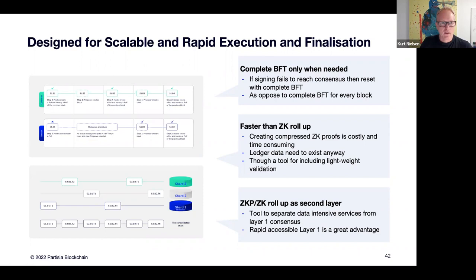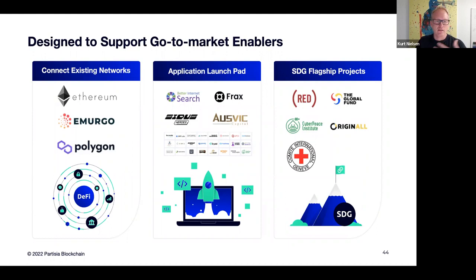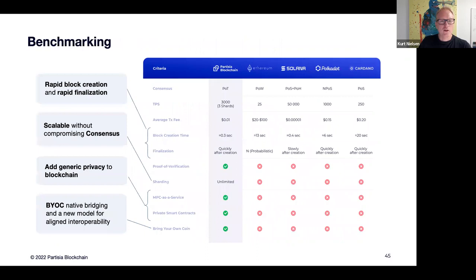The design of the collaboration, delivering privacy and bringing in external coins, is very important for the network. It's facilitating exactly the go-to-market model and the whole business model for the network. And if you look at other networks, we are competitive in terms of scalability and rapid finalization. They can scale up and keep the same prices, independent of the work coming into the network. We have the privacy built in. We have the interoperability.